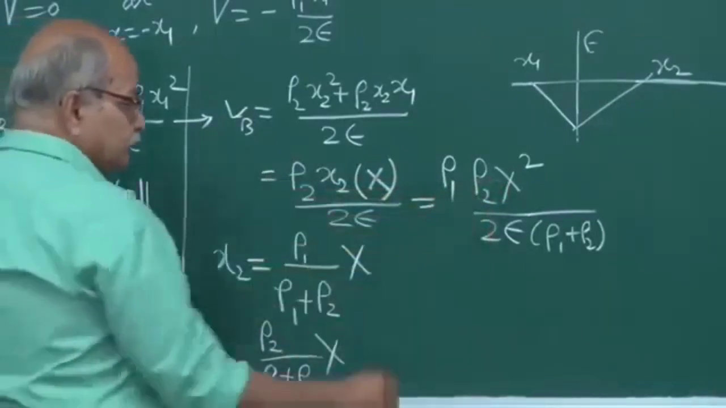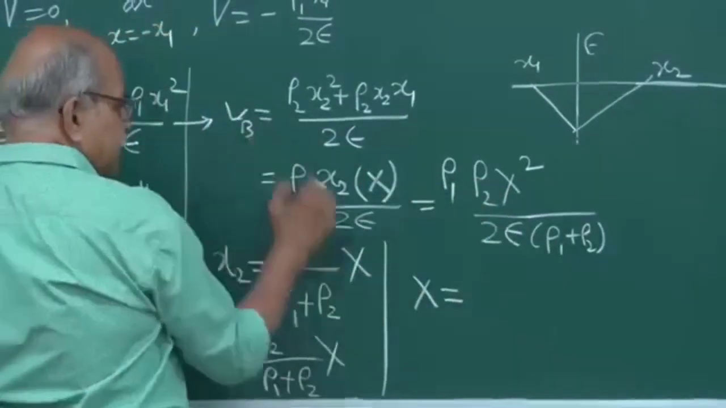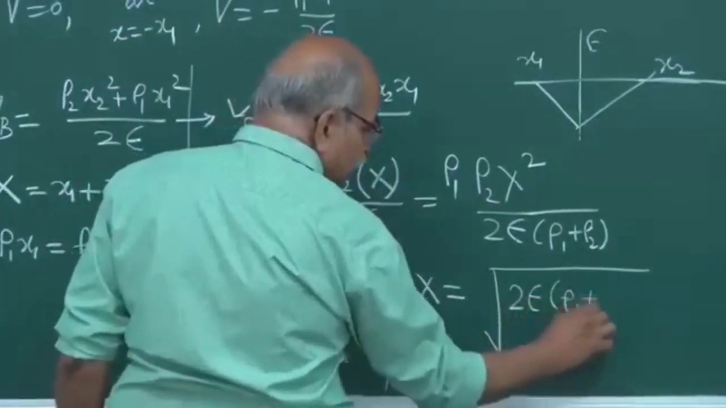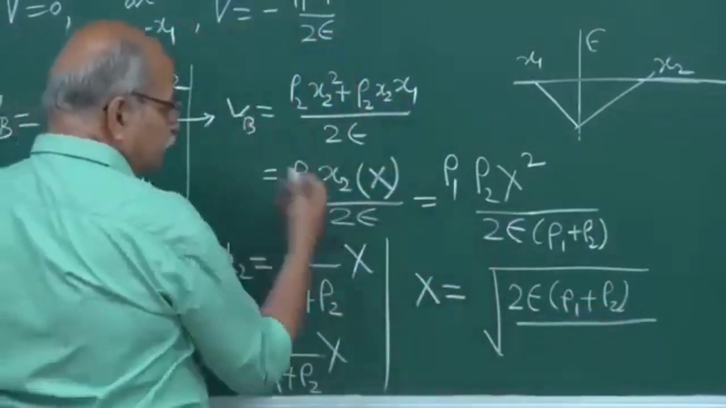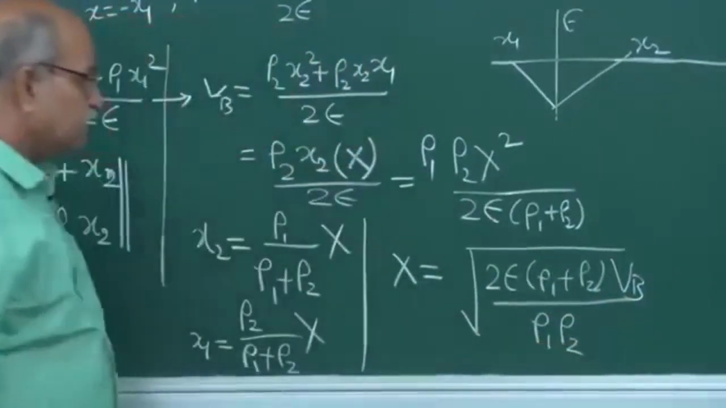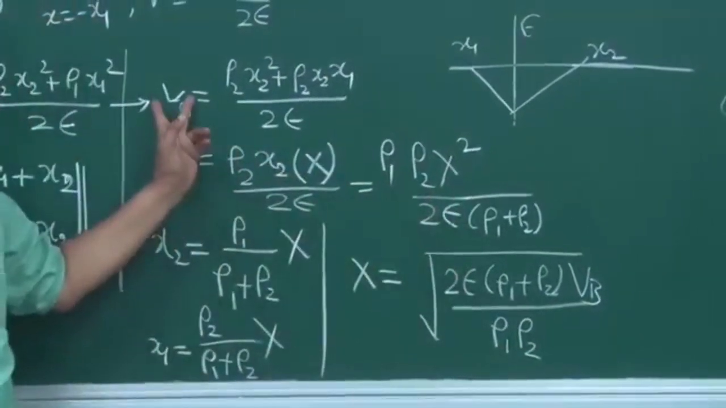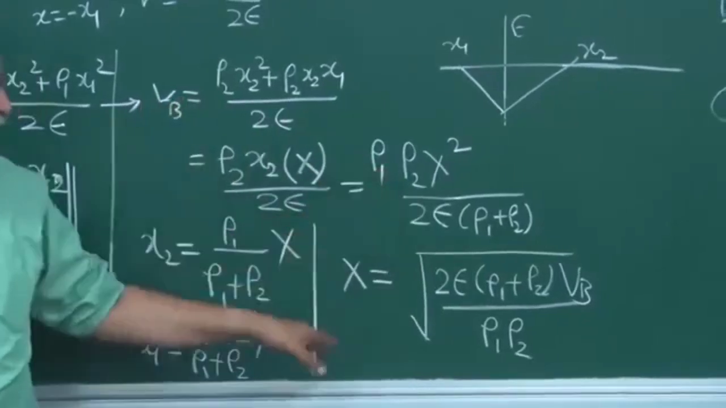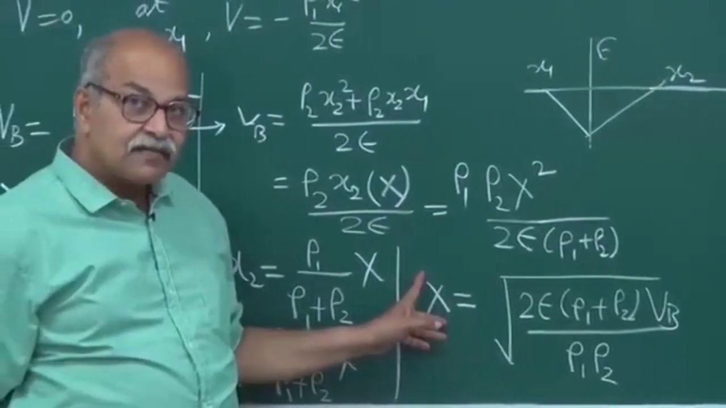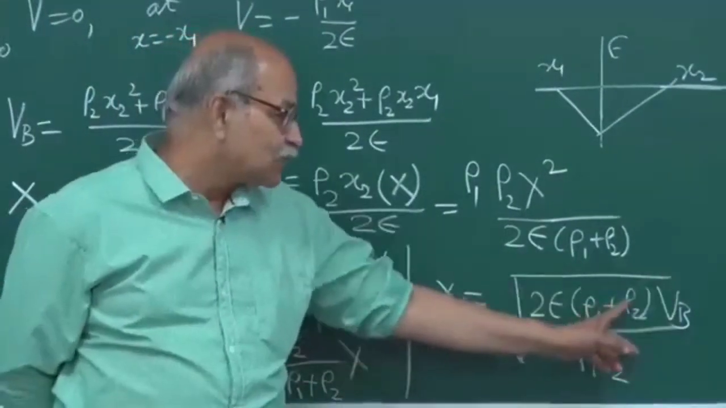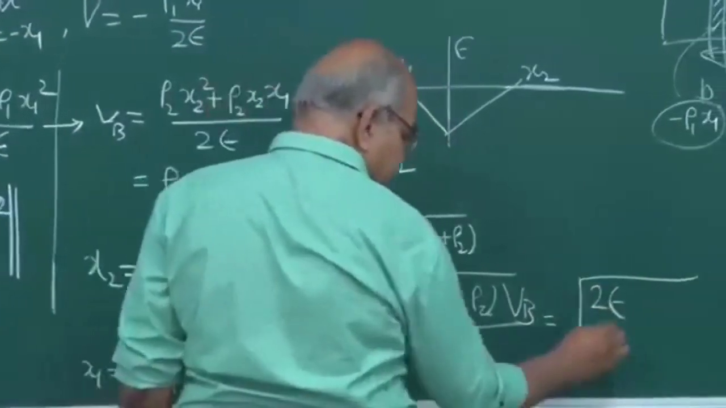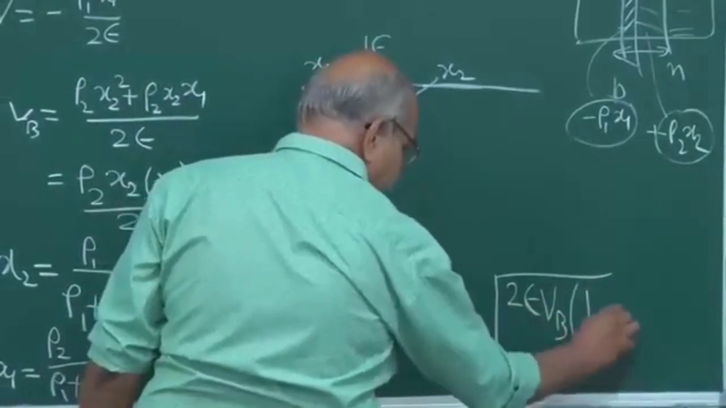So if you want to write capital X from here, this capital X will be, take this thing here and this thing down and then square root of it. So it is 2 times epsilon rho 1 plus rho 2 divided by this, multiplied by this VB here and divided by this rho 1 rho 2 here. All right, X square, so 2 epsilon rho 1 plus rho 2 into VB and then divided by rho 1 rho 2 and then the square root. So this is it. So you have a relation between this depletion layer width and this potential barrier, but this rho 1 and rho 2 are coming here. Okay, you can write this as 2 epsilon and then VB and then 1 by rho 1 plus 1 by rho 2.